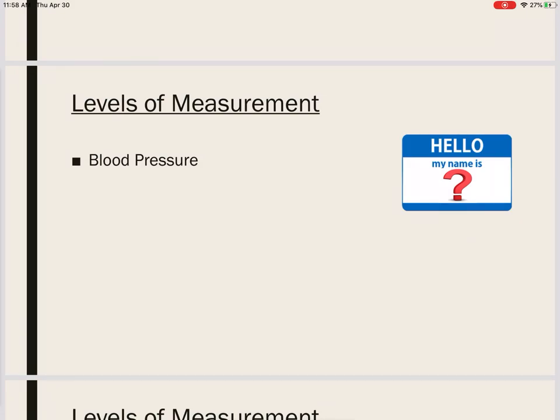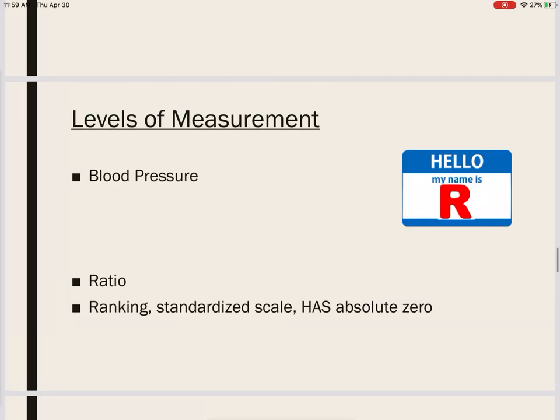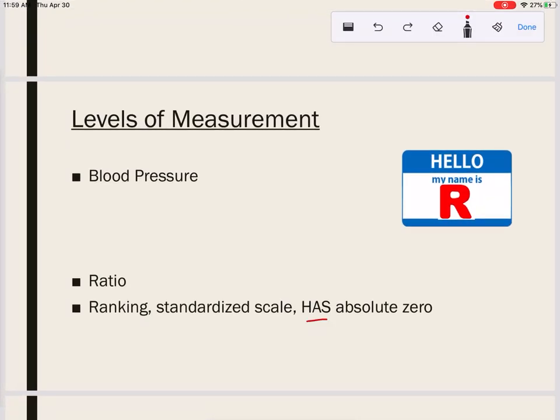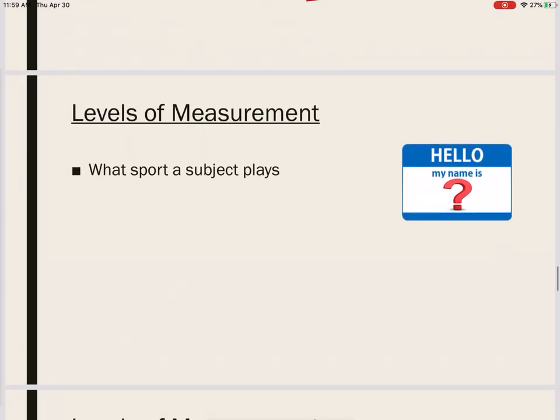All right, another question. Blood pressure. Again, pause the video, really think about it. Nominal, ordinal, interval, or ratio. You thought about it? Welcome back. This is ratio because there is a ranking, it is a standardized scale, and it does have an absolute zero. This is similar to the example I gave with heart rate. You could technically get a blood pressure reading of 0. They'd be dead. But a blood pressure value of 0 means an absence of blood pressure.